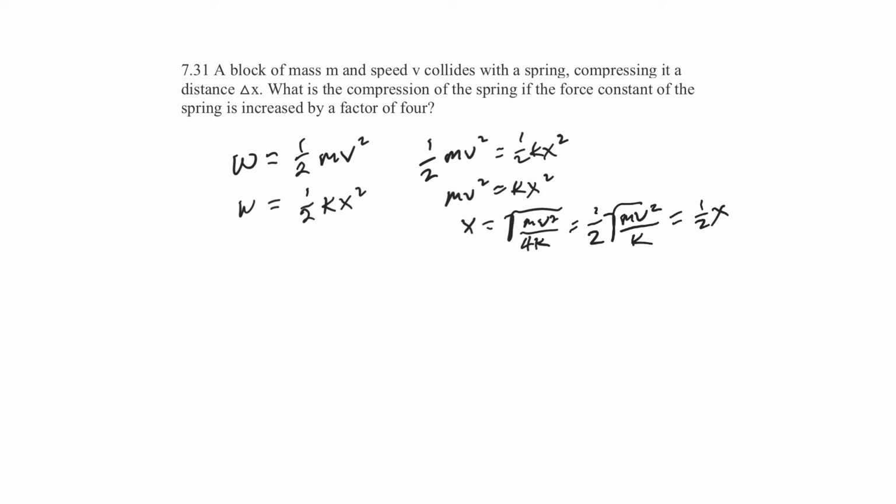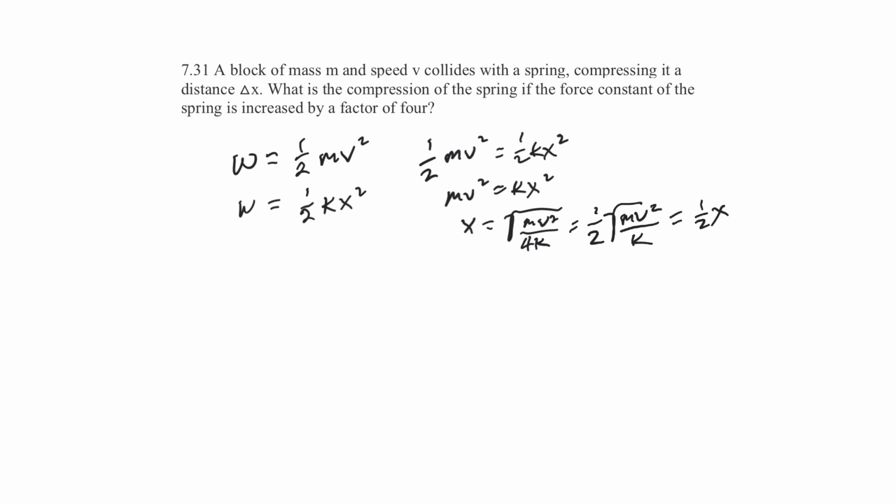Okay, so you have a block, and that block has a speed, and so it's going to have kinetic energy. There's energy in that moving block. It slams into a spring. The spring is stiff or not stiff, and that block that's moving makes the spring go in. If you make the spring 4 times stiffer, you won't go in as far because the spring is going to resist that motion.